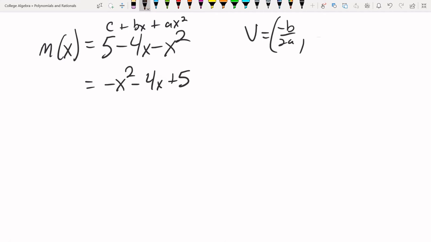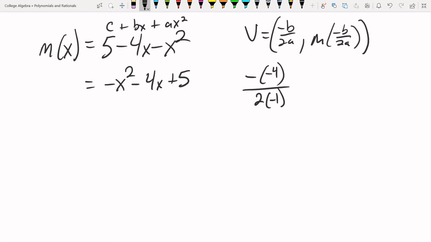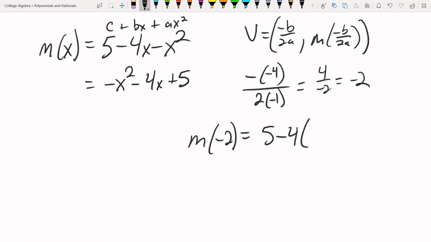F, in this case, is going to be m of negative b over 2a. So negative b is negative negative 4 over 2 times negative 1 now is a. Gives us 4 over negative 2, which is negative 2. To find the y value of the coordinate for the vertex, we're just going to do m of negative 2, which is 5 times negative 4 times negative 2 minus negative 2 squared.